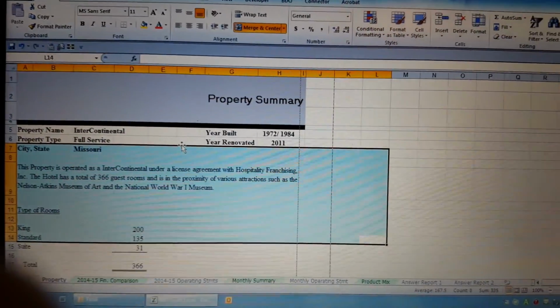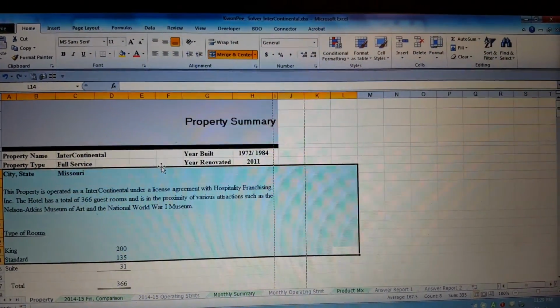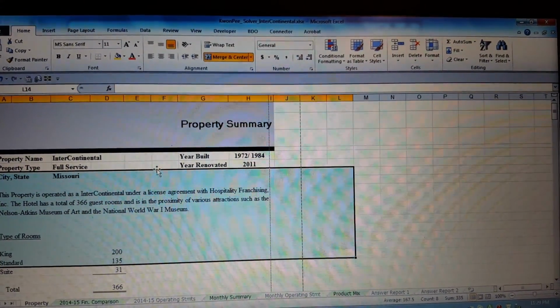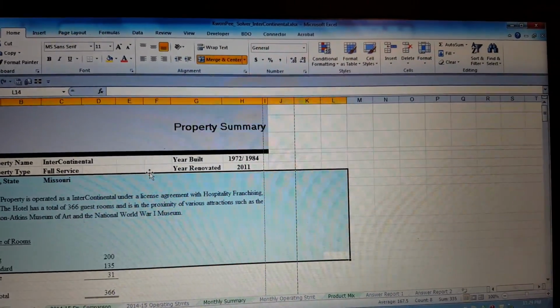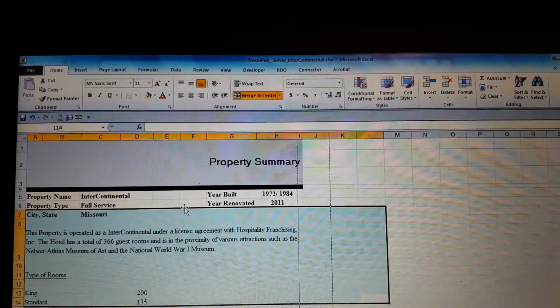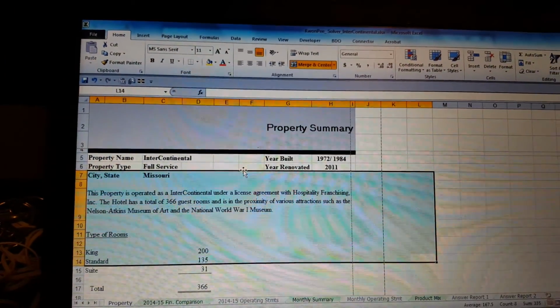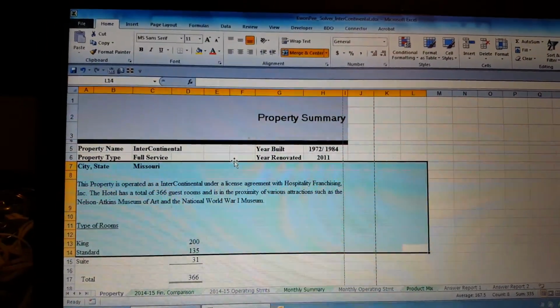Hello class, this is my final project for CIS 9467 Business Modeling with Spreadsheets. I created a financial statement analysis using Solver for Intercontinental Hotel, or IHG.